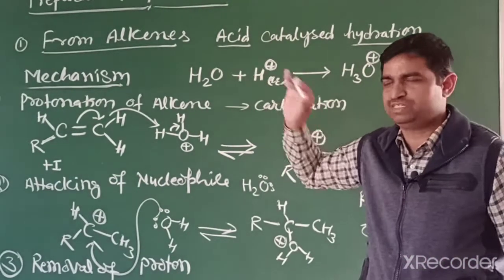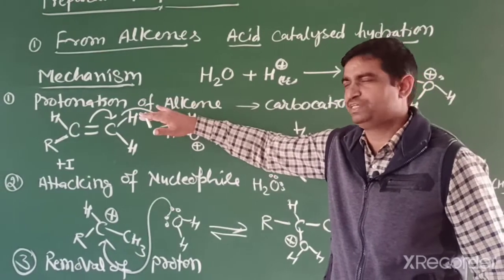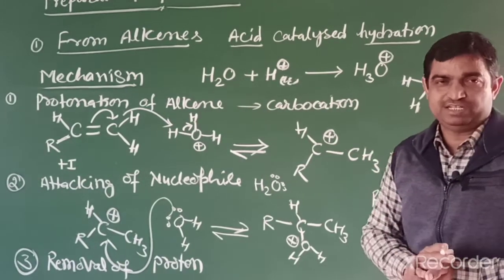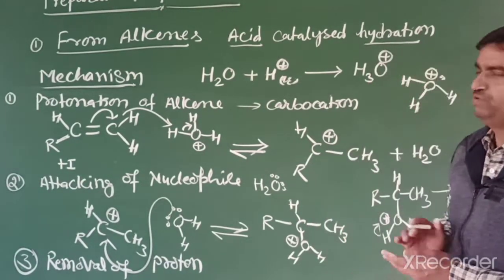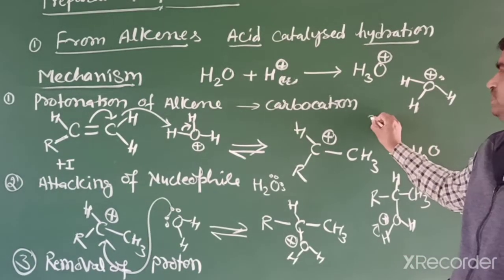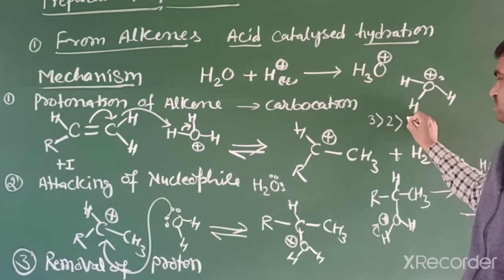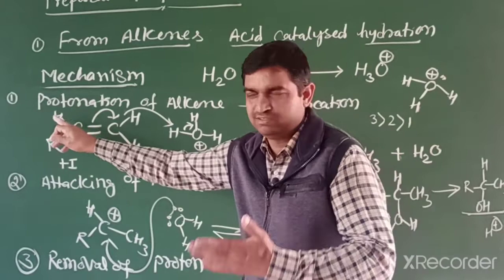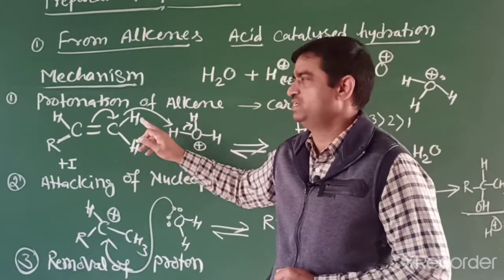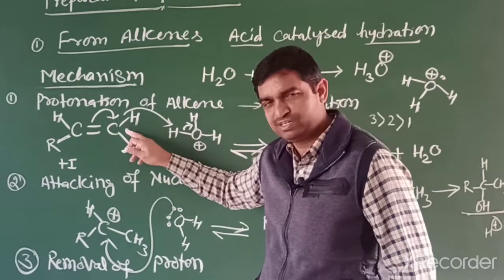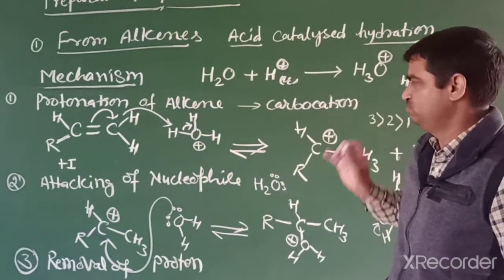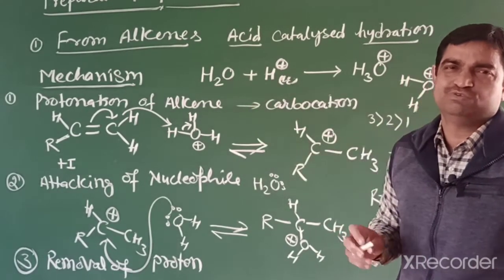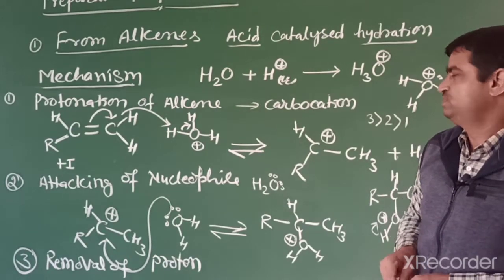So students, in the first step, protonation of alkene, we get a carbocation. Which carbocation is more stable? We know carbocation stability: tertiary is most stable, then secondary, then primary. So if it moves towards the second carbon, then we get a primary carbocation, which is less stable. So it moves towards the first carbon, and we get a secondary carbocation, which is more stable. So in unsymmetrical alkene, addition of water occurs according to Markovnikov rule.